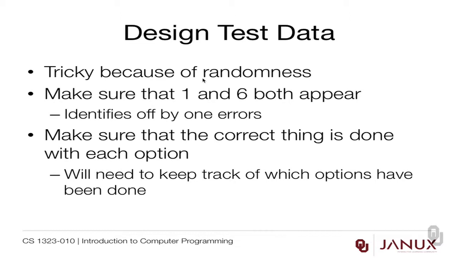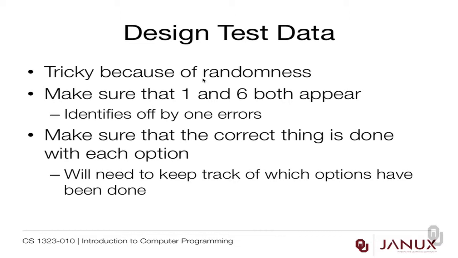But we do want to make sure that both 1 and 6 appear, because that will help us identify an off by 1 bug, a very common problem as we've discovered. The other thing is we want to make sure that 0 and 7 don't appear. Now I think we'll notice them if they show up. One way to do this is to make sure that all 6 rolls appear at least once. That's a way of checking to make sure your program is doing what it should.